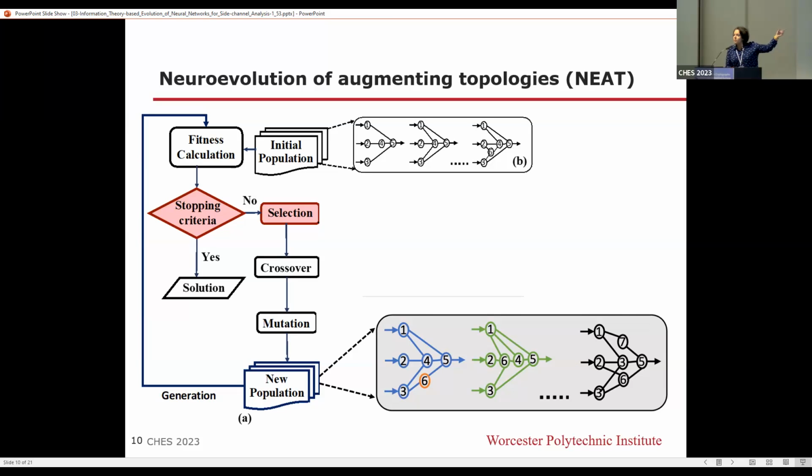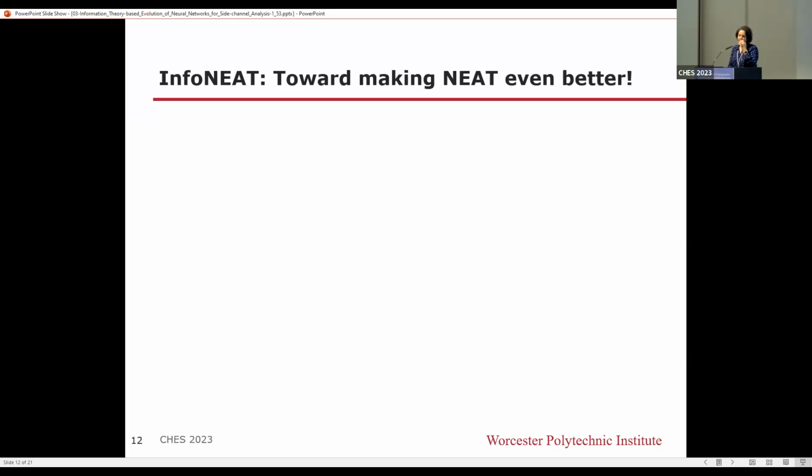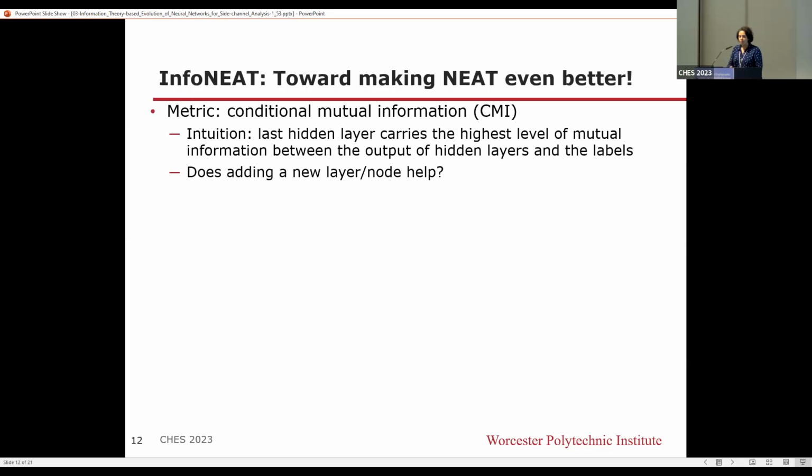And you see those blocks in red? Those are the bottlenecks of the original NEAT algorithm. We don't know when to stop it. We don't know from which species, which genome should be chosen. There are some heuristics, but we have been trying to answer this question: are all the neural networks that we have been evolving good enough to be taken into account? To answer this question, we have used notions borrowed from information theory.